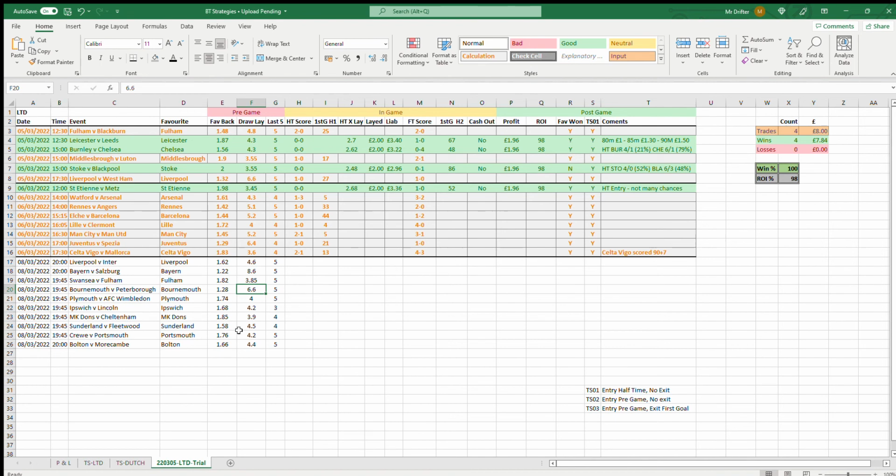But again, if I put a tenner on and I'd done it pre-game, I'd be looking to exit as soon as Bournemouth scored, where the draw would be a lot higher than 6.6. It would actually go up.